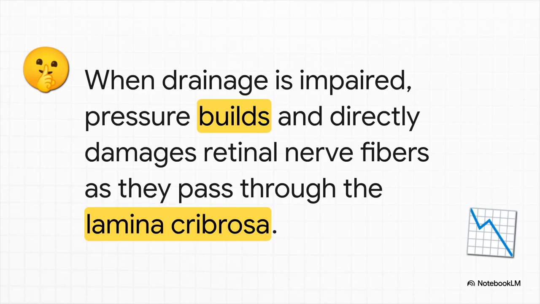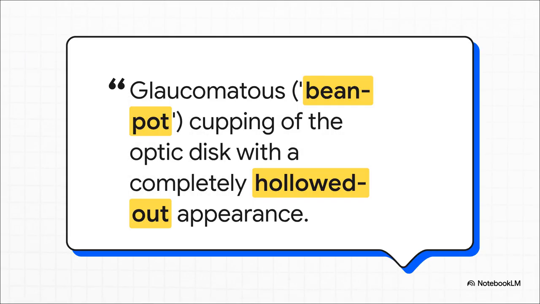No pain, no warning. But all that relentless pressure is slowly crushing the delicate nerve fibers of your optic nerve. That's the vital data cable that connects your eye to your brain. And doctors can literally see this damage when they look inside your eye. As more and more of those nerve fibers die off, the little pit in the center of the optic nerve gets deeper and wider. One ophthalmologist famously described this telltale sign of advanced damage as having a bean pot appearance, a clear sign of damage that you just can't reverse.